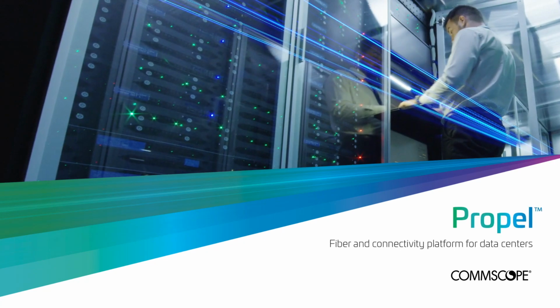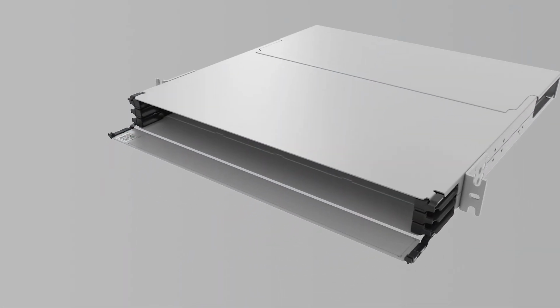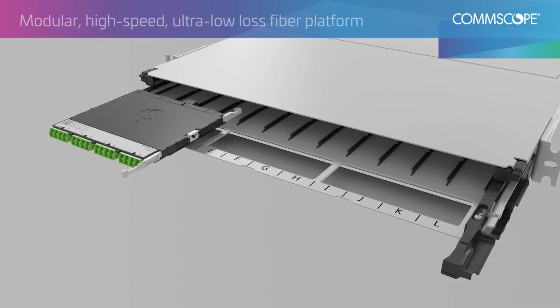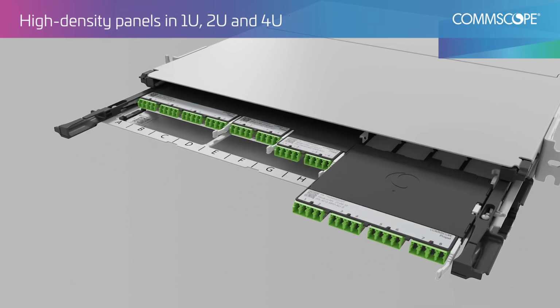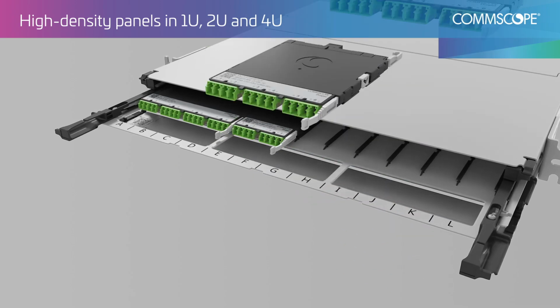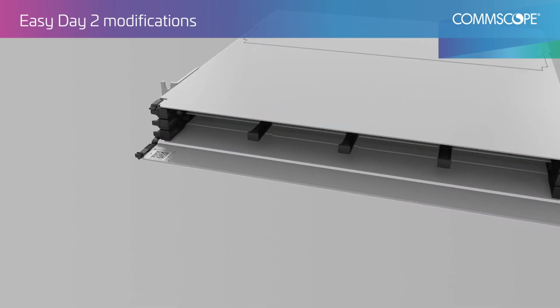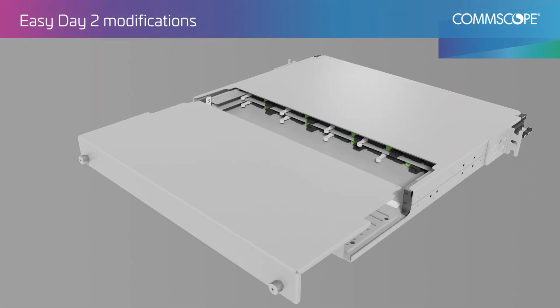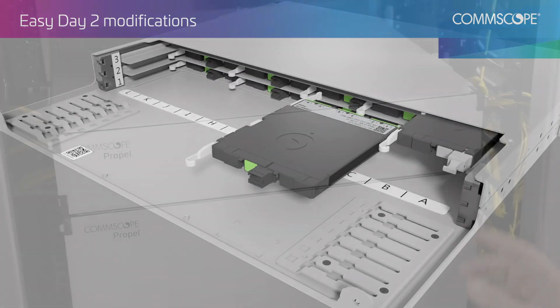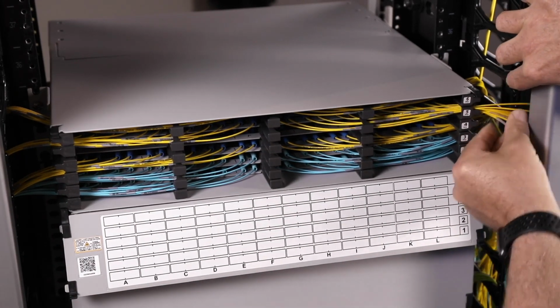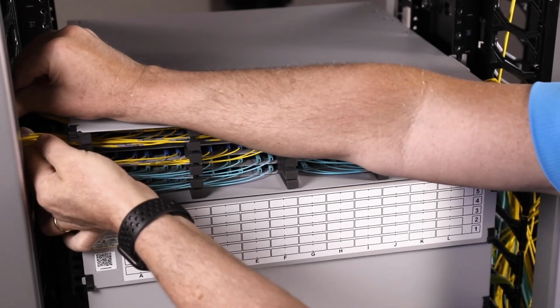That's why CommScope developed Propel. It's a fully modular, high-speed fiber platform that enables installers to quickly and easily modify fiber connectivity. In this video, we will review several scenarios where changes can be made in the installed Propel panel with minimal disruption. Here, we have a Propel panel with LC duplex connections on the front and MPO trunks on the back.